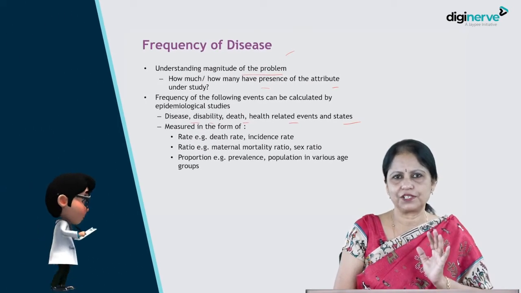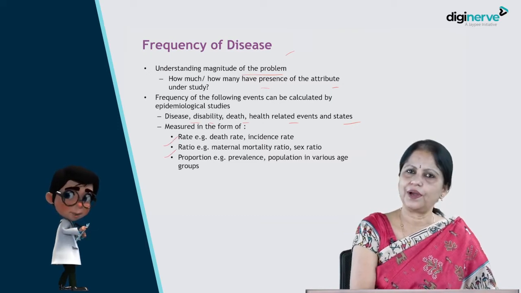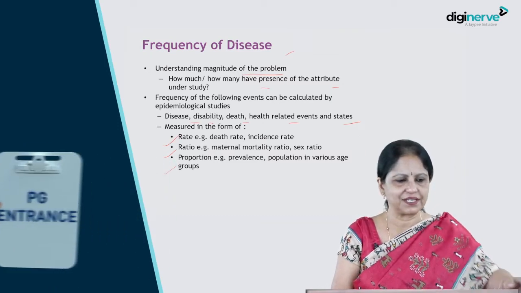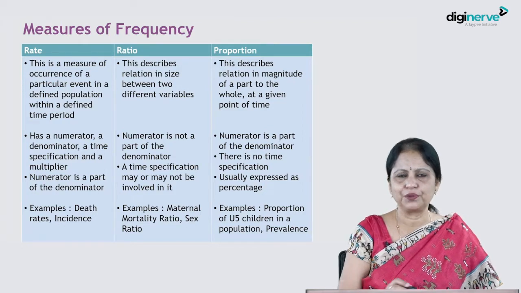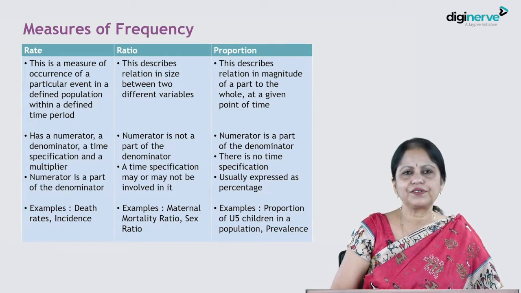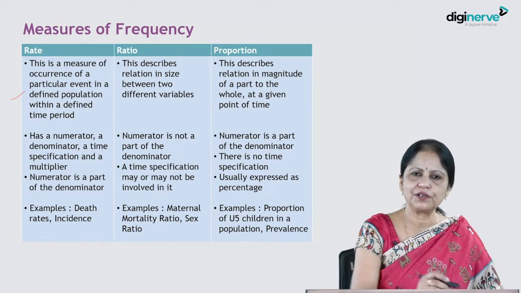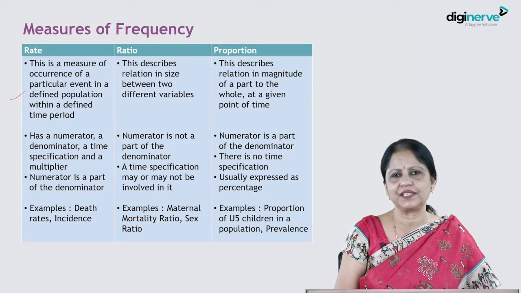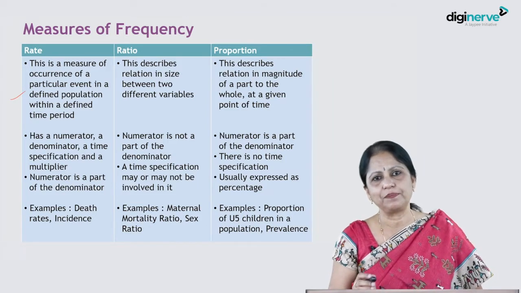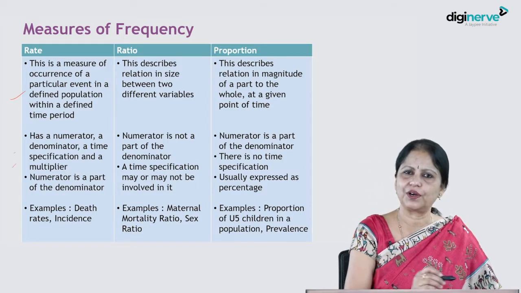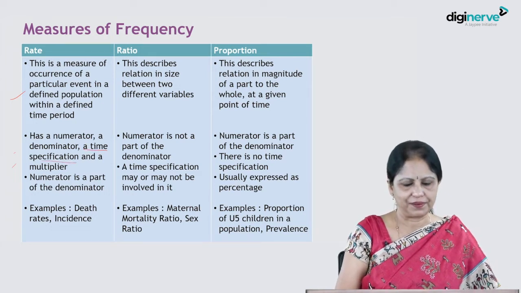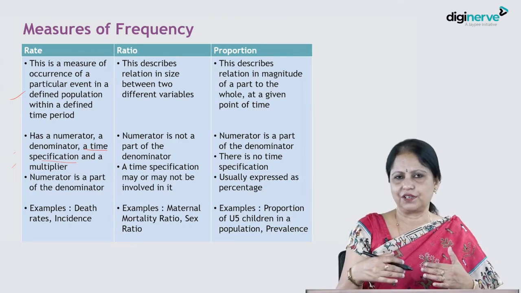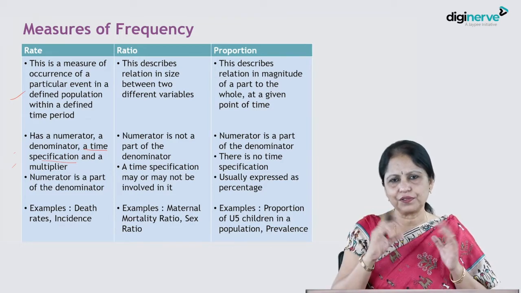So three basic measurements are rate, ratio and proportion. This I had covered in the earlier section. Just recapitulating for your understanding for the next session. I'll briefly go through it. Rate is a measure of occurrence of a particular event in a defined population within a time period. It has a numerator, a denominator, a time specification, which is very important, and a multiplier. The numerator is a part of the denominator, that is, the events occurring out of the total population.